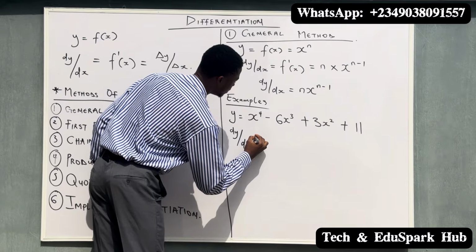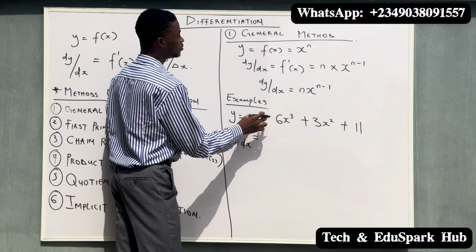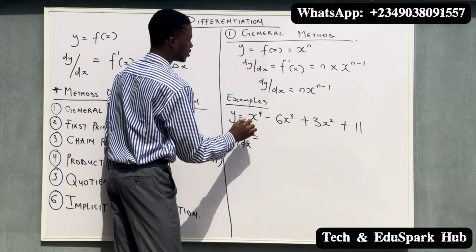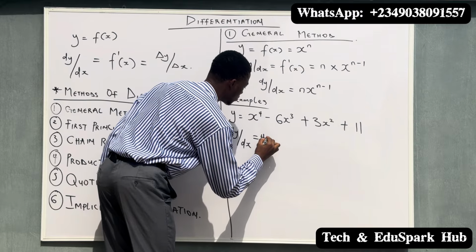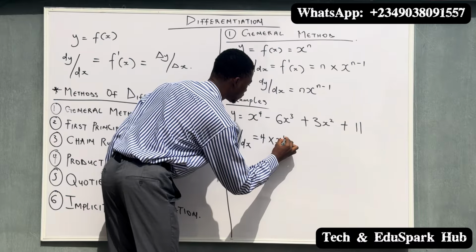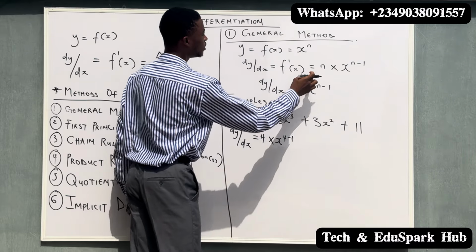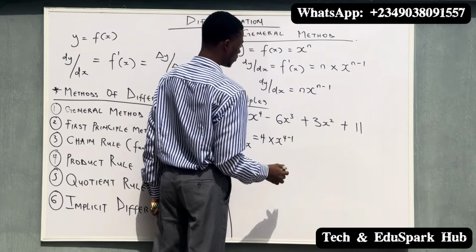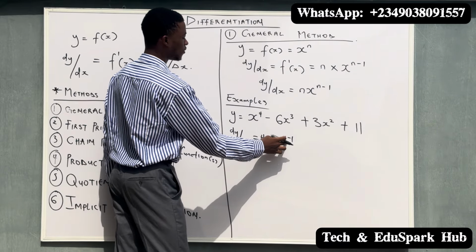So we have dy over dx equals to, so let's do this concept for this x raised to power 4. The simple idea is to bring the power to the front. So we have 4 multiplied by x raised to power 4 minus 1. Because when you bring the power to the front, you multiply it by what you have initially and you subtract it by 1. So we have 4 multiplied by x raised to power 4 minus 1.